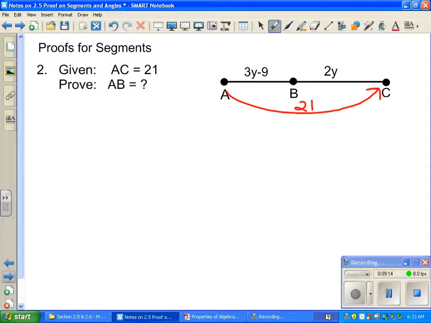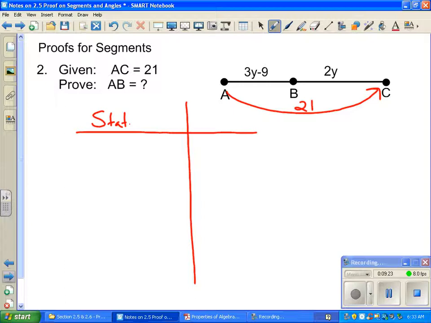So to get this problem started, again, you make 2 columns. I typically find that I make the statement side a little bit bigger than the other side just so I have room to show math. And my reason side, it's just writing out the name of the property, so it doesn't need to be quite as large. Let's start with that given. AC equals 21.